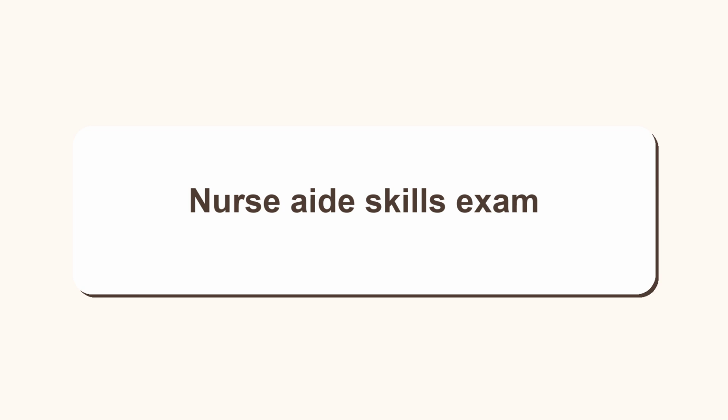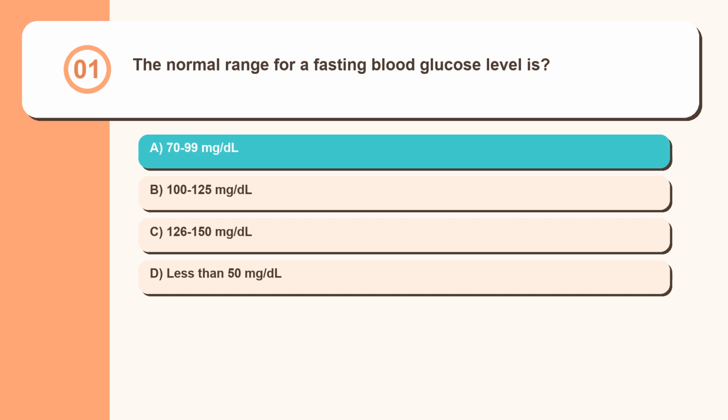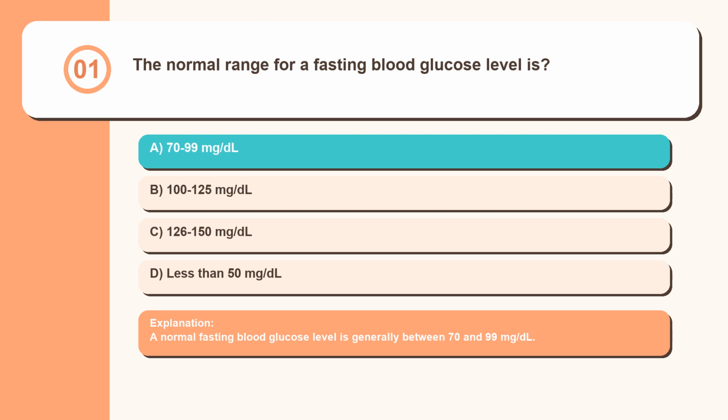Nurse Aide Skills Exam. Question 1. The normal range for a fasting blood glucose level is 70 to 99 mg/dl, 100 to 125 mg/dl, 126 to 150 mg/dl, less than 50 mg/dl. A normal fasting blood glucose level is generally between 70 and 99 mg/dl.